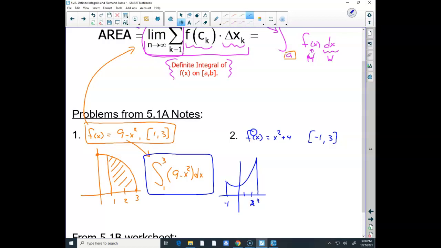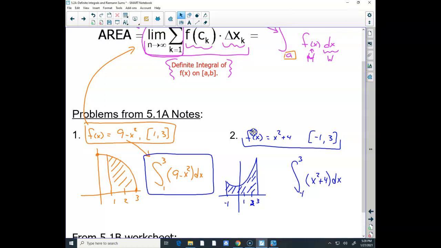Oh, that's 2, that's 3, and that's 1. And we found this area right here. Well, if I express that area as a definite integral, it is the integral from A to B of f of x dx, with x as my independent variable. So we found that area yesterday as well.